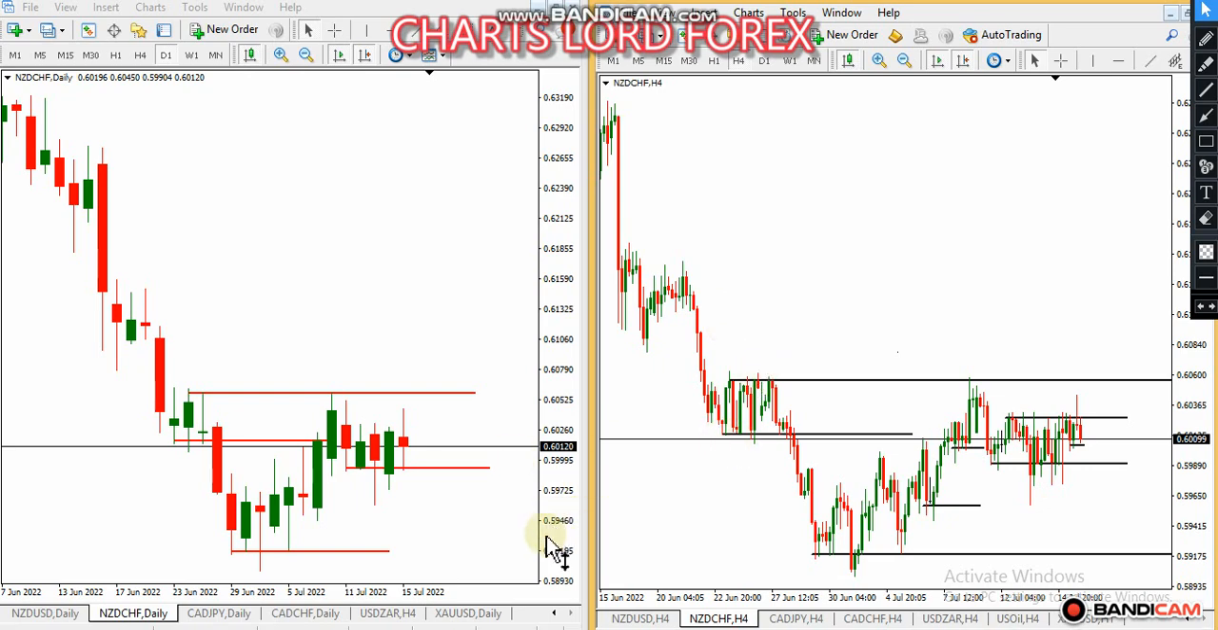So in this video I will be talking about NZDCHF. I've got two charts opened up on my screen here. The screen is partitioned. To the left side you have NZDCHF on the daily time frame, while the chart to the right is on the 4-hour time frame.